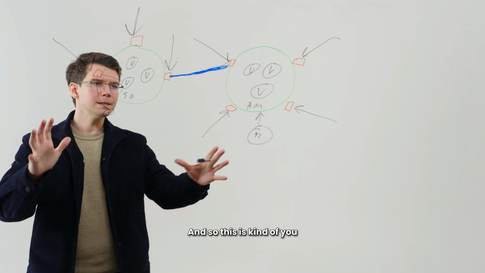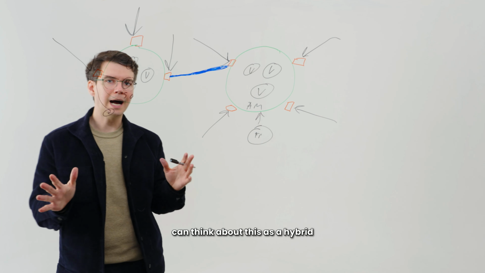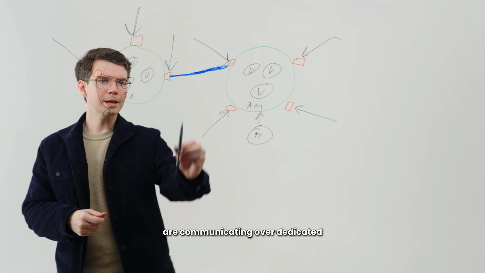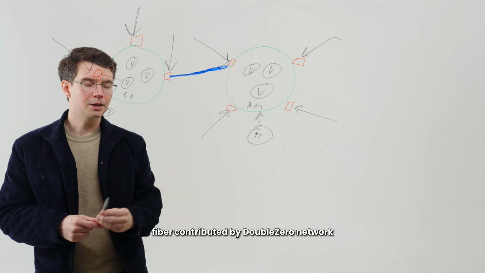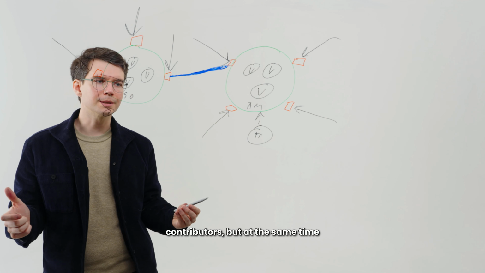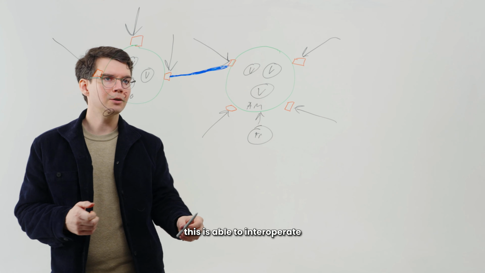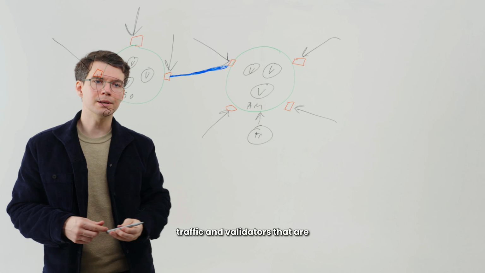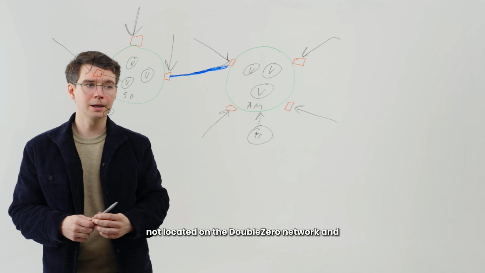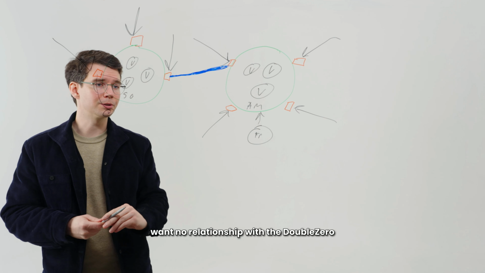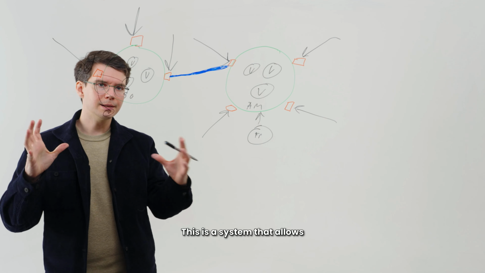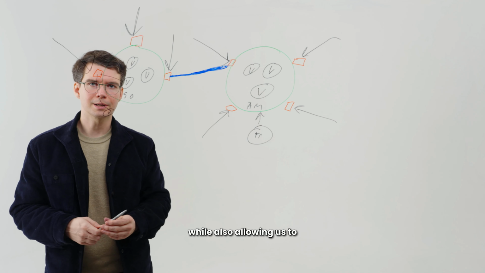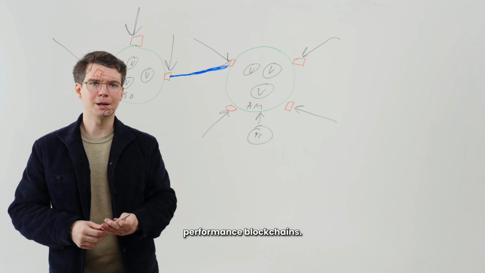You can think about this as a hybrid public-private network. There are components of this that are communicating over dedicated fiber contributed by double-zero network contributors, but at the same time, this is able to interoperate perfectly with public internet traffic and validators that are not located on the double-zero network and want no relationship with the double-zero network as well. This is a system that allows for both designs to coexist while also allowing us to accelerate the performance of high-performance blockchains.